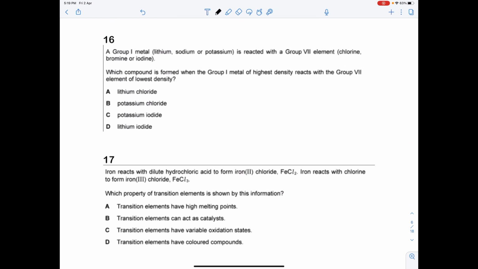A group 1 metal, lithium, sodium, or potassium, is reacted with a group 7 element, chlorine, bromine, or iodine. Which compound is formed when the group 1 metal of the highest density reacts with the group 7 of the lowest density? Well, in both cases, density increases as you go down the group. So the group 1 metal of the highest density means the lowest in the table, and the lowest density of the group 7s means the highest in the table. So lithium and chlorine. So lithium and potassium.